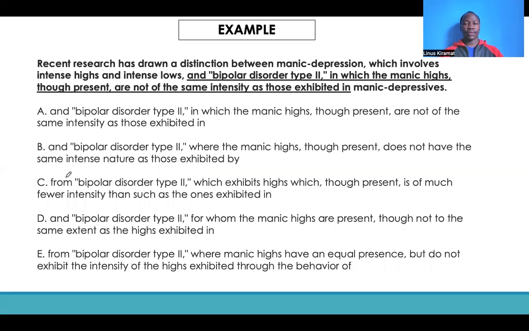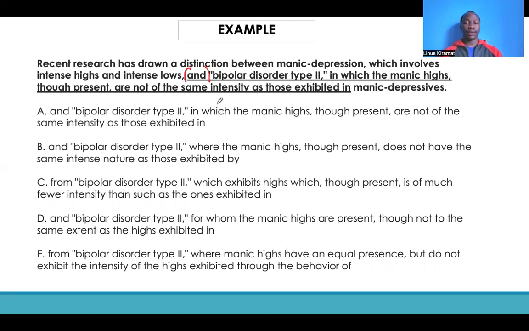Second example, also pause the video to try out this example, then we look at it. So our sentence reads, recent research has drawn a distinction between manic depression, which involves intense highs and lows, and bipolar disorder type 2, in which the manic highs, though present, are not of the same intensity as those exhibited in manic depressions. All right, we can already see the use of a coordinating conjunction and.